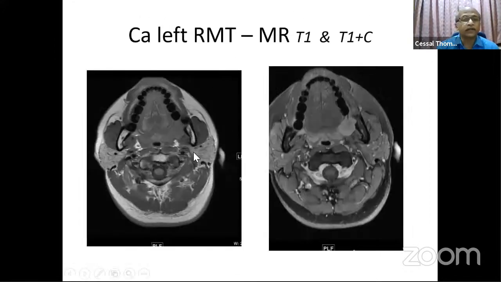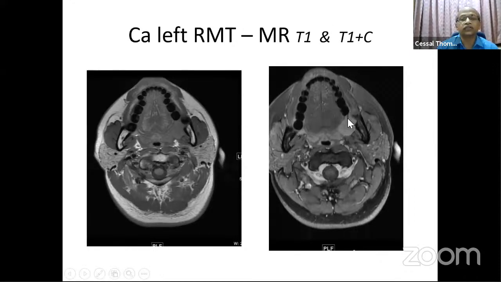And here in MRI, we can see the retromolar trigone lesion. This is a T1 lesion, an isointense lesion. The intensity is almost the same as that of the muscle. And here we can see the lesion is enhancing. So that is the importance of giving contrast. In contrast, the lesion will become well delineated.